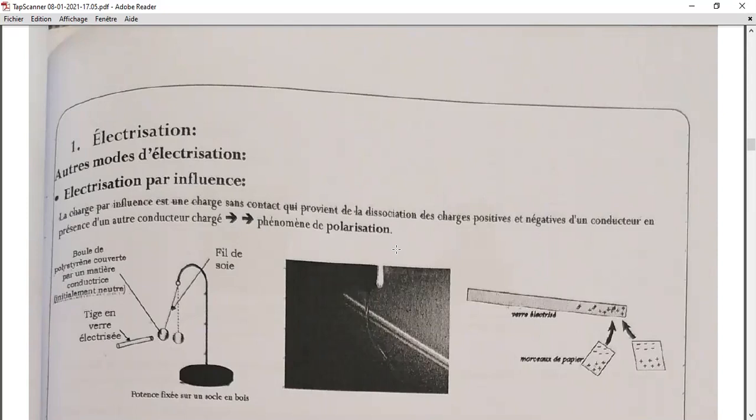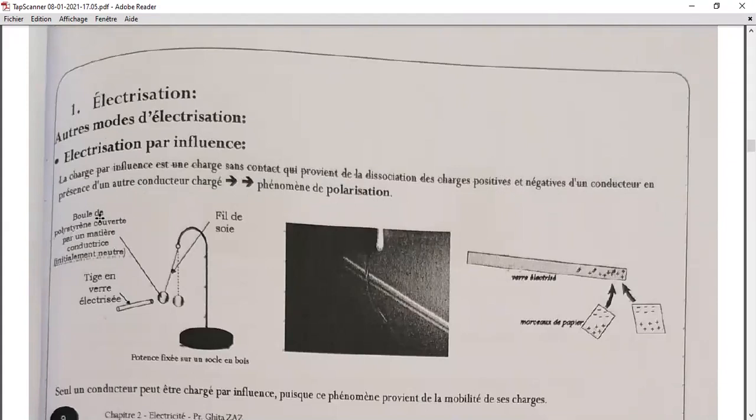Electricization by influence: how can you charge an element without making a contact, without touching that thing? So la charge par influence est une charge sans contact qui provient de la dissociation des charges positives et négatives d'un conducteur en présence d'un autre conducteur chargé, phénomène de polarisation. So when I talk about polarization, you are making an element charged without touching it. So how do you do it?